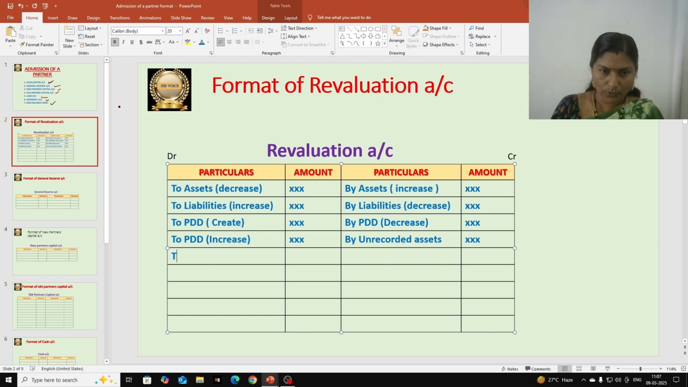Okay, so to unrecorded liabilities, amount in the amount column. So these are the items that you should remember whenever you are going to prepare the revaluation account. You should see the question, whatever items are there, apply this format and record them on the proper side. Hope this is clear.